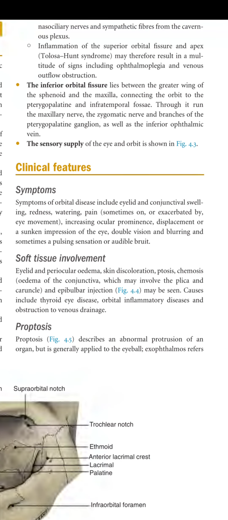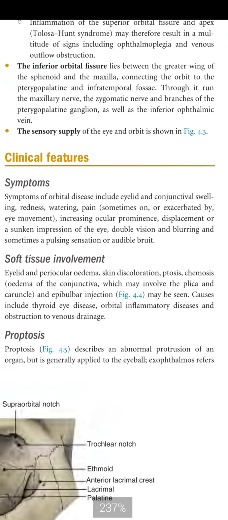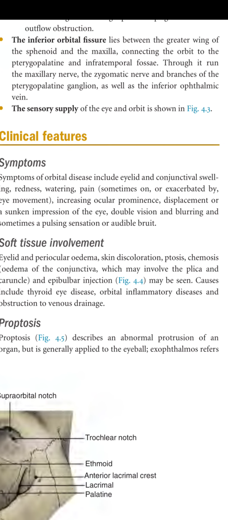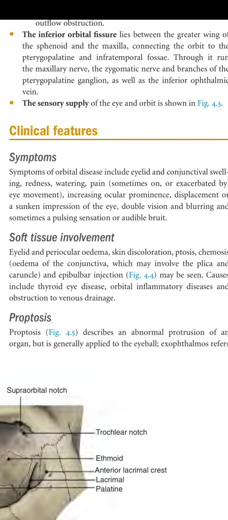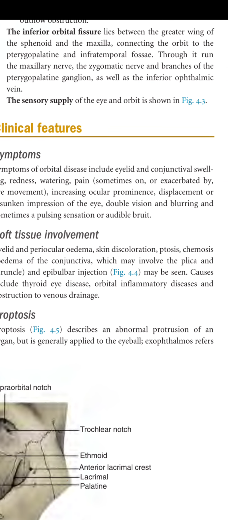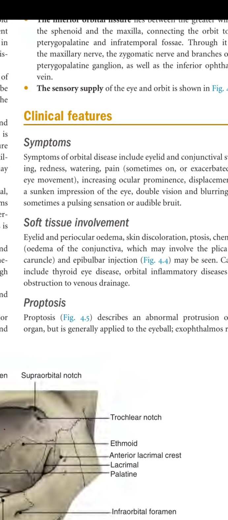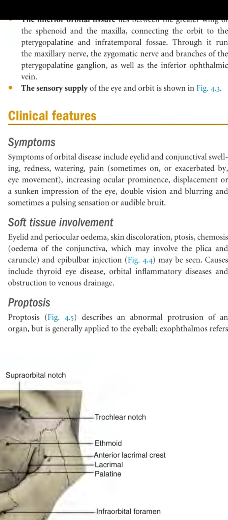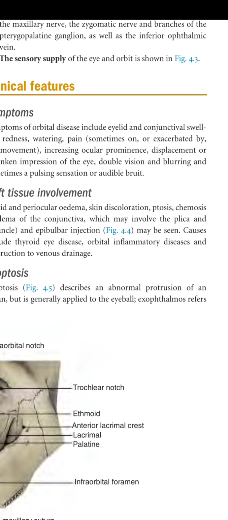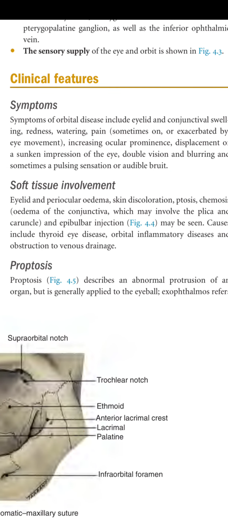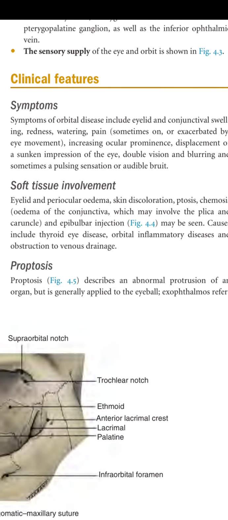Then there are the clinical features which suggest orbital inflammation or orbital disease. Symptoms of orbital disease include eyelid and conjunctival swelling. There will be redness, watering, and pain, sometimes exacerbated by eye movement. Increased ocular prominence, that is proptosis, is one of the signs of orbital disease. There may also be displacement or a sunken impression of the eye, double vision, blurring, and sometimes a pulsating sensation or an audible bruit.